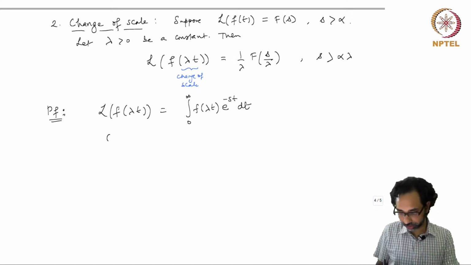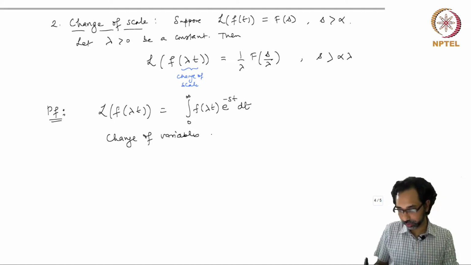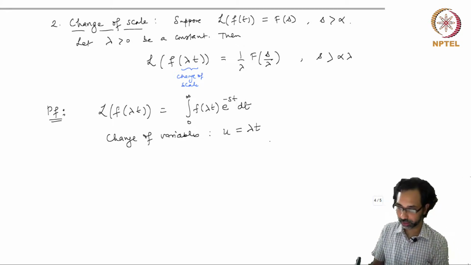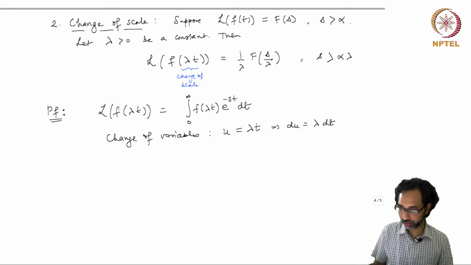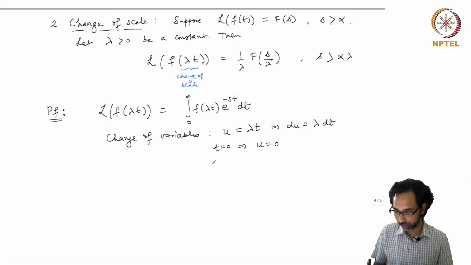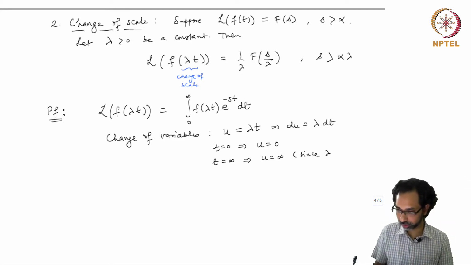Now I can make a change of variables given by u equals lambda times t. So this implies that du is lambda dt, and let's look at the limits of integration. So if t equals 0, this implies that u equals 0 because it's just lambda times t, and when t equals infinity, u is also equal to infinity because we have assumed lambda to be a positive constant, since lambda is a positive constant.